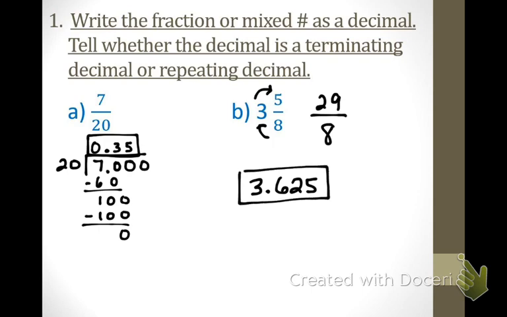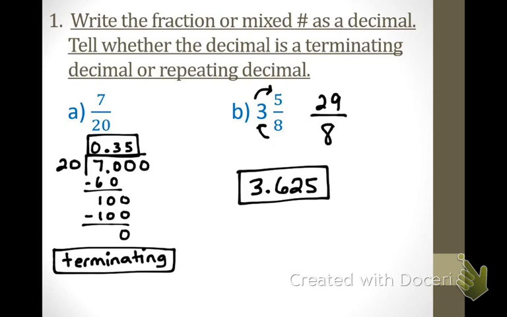Okay, now it has asked us to do one more thing for each of these. It says to tell whether the decimal is a terminating decimal or a repeating decimal. So let's go ahead and look at example A. 0.35. Is that terminating or is that repeating? Terminating. It ended. It did not go 0.35353535, okay? If it had continued repeating the numbers, it would have been repeating, but it did not continue repeating. Therefore, it's terminating. It ended.